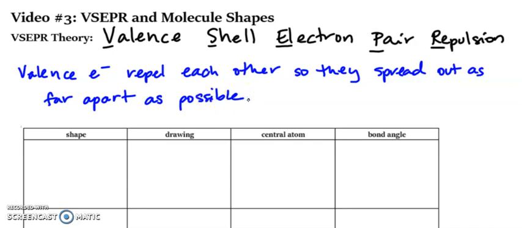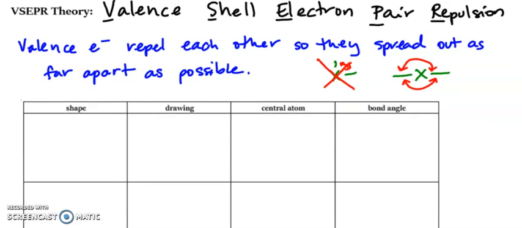So this means, for example, if you have some element X, let's say, and it makes two bonds, the bonds are not going to be here and here because there's this repulsion between them. They're pushing the other one away because they're all negative. So really what will happen is they would be as far apart as possible, which would look like this. From here to here is an equal repulsion as it is from here. This is as far apart as possible. So that leads us into our shapes of molecules.